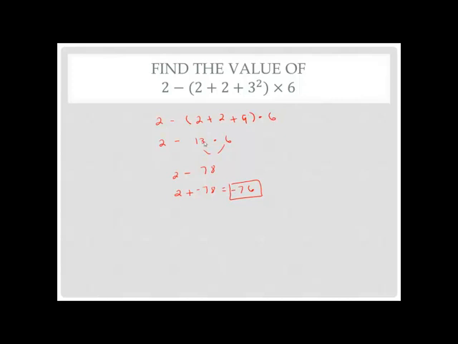Exponents, add to get one number inside of here. And once I get that one number, I use my order of operations all over again on the whole problem, which in this case tells me to multiply and then subtract.